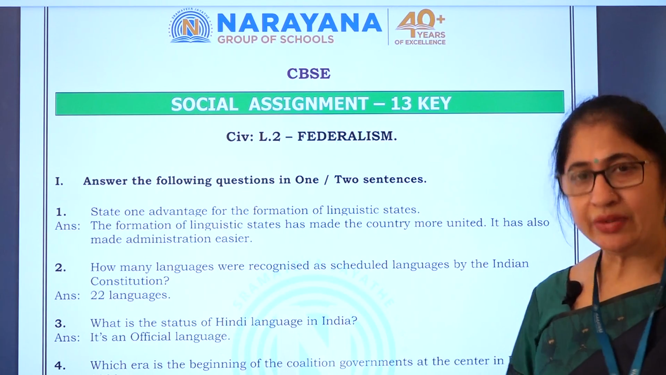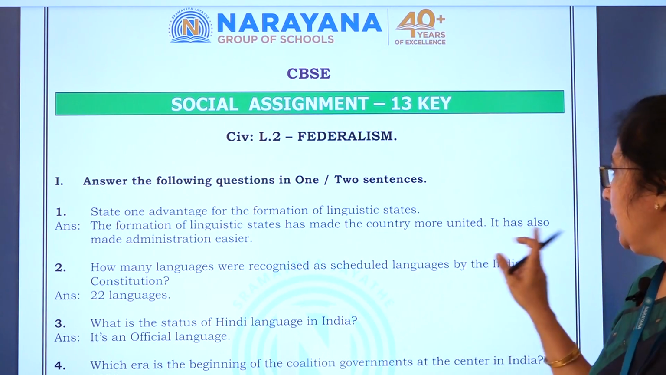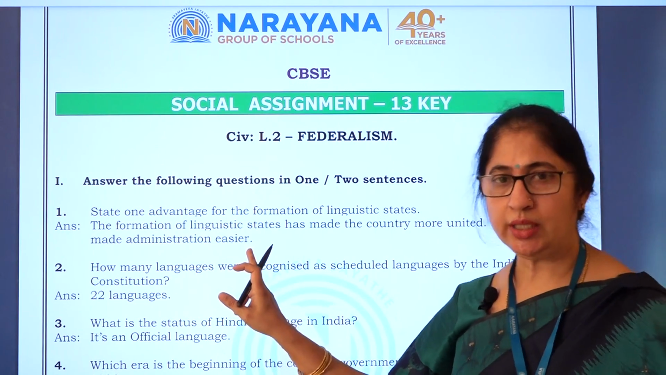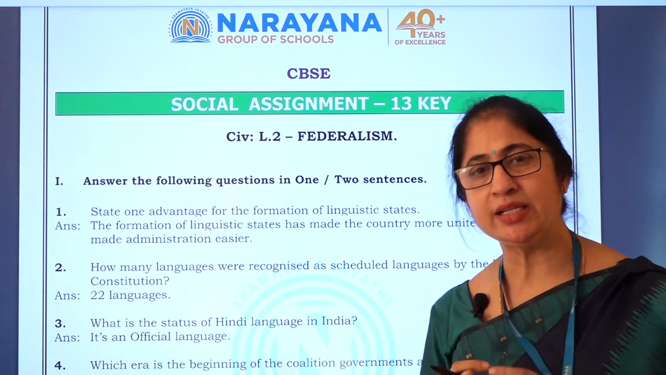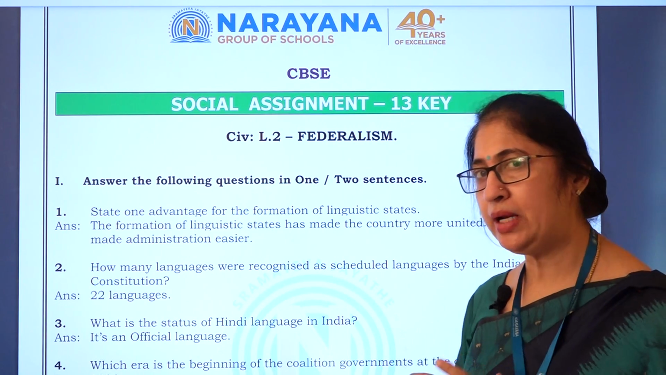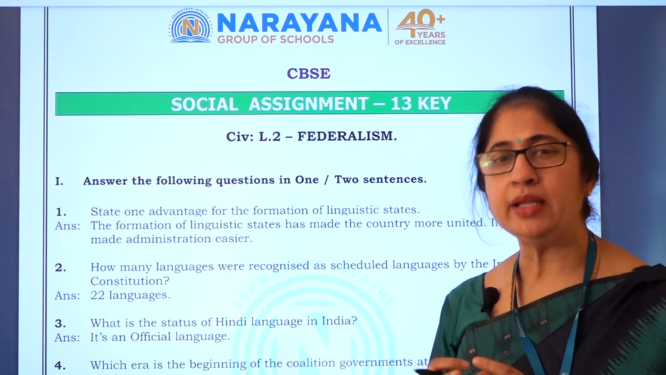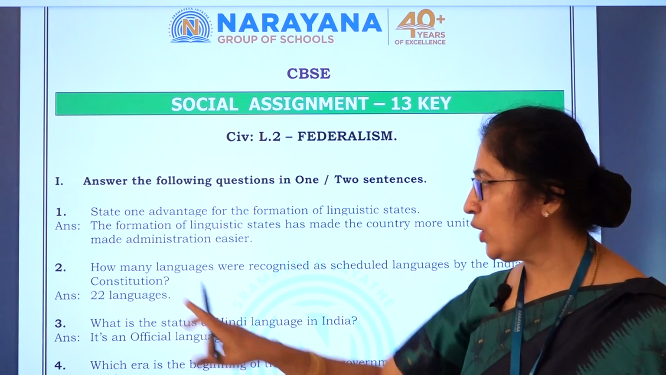The formation of linguistic states has made the country more united. It has also made administration easier. When we made the states based on the languages, after 1947, what had happened? The administration was much easier and it had made the people more united. So what is the second question?